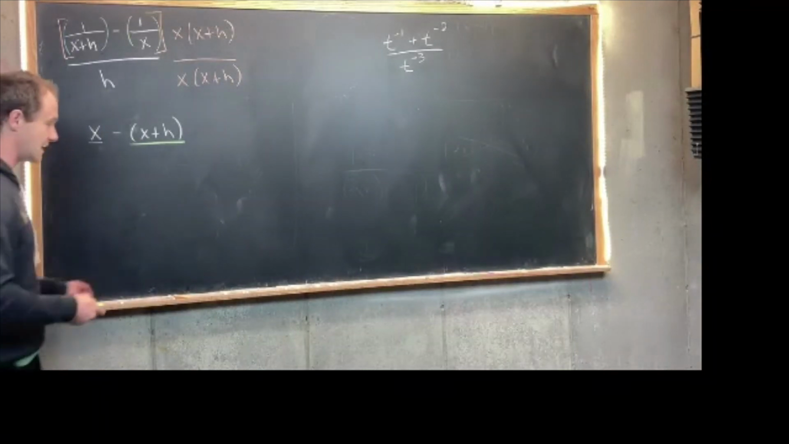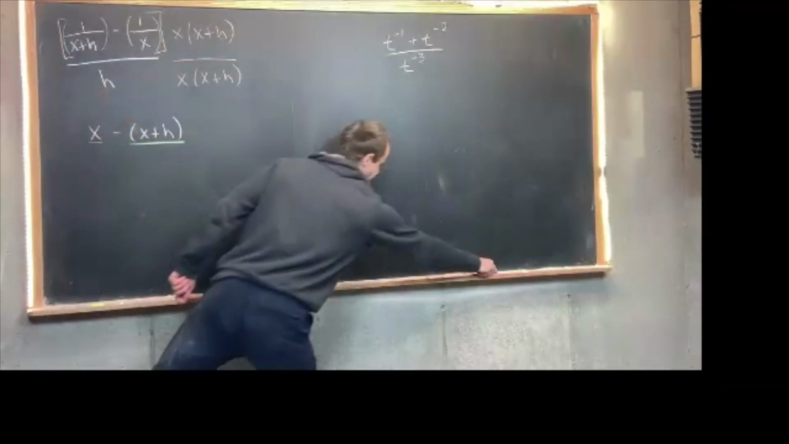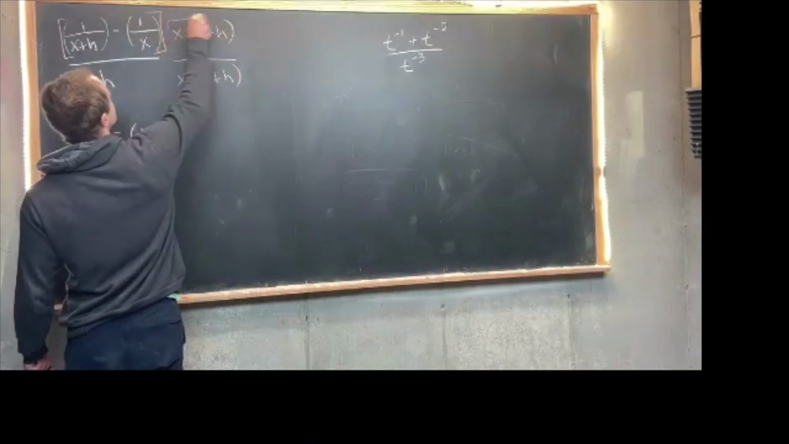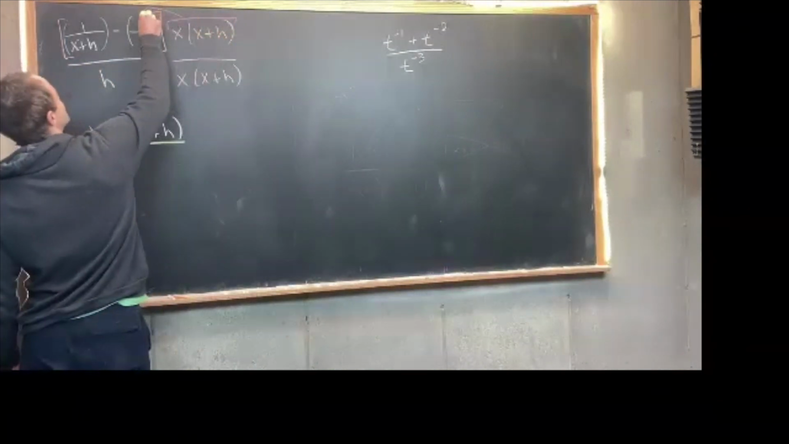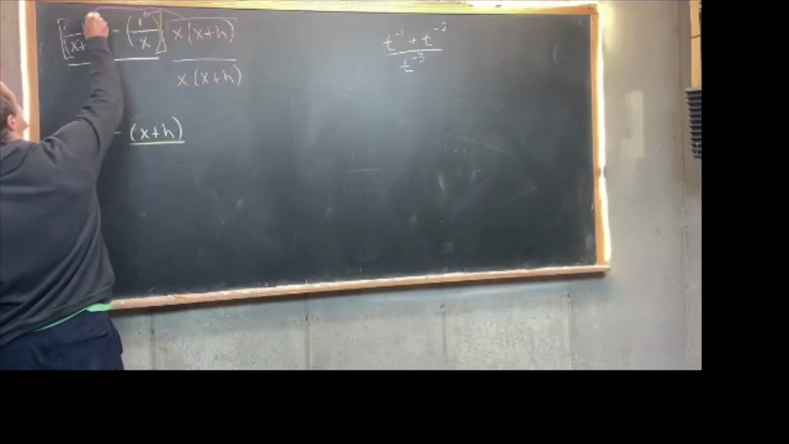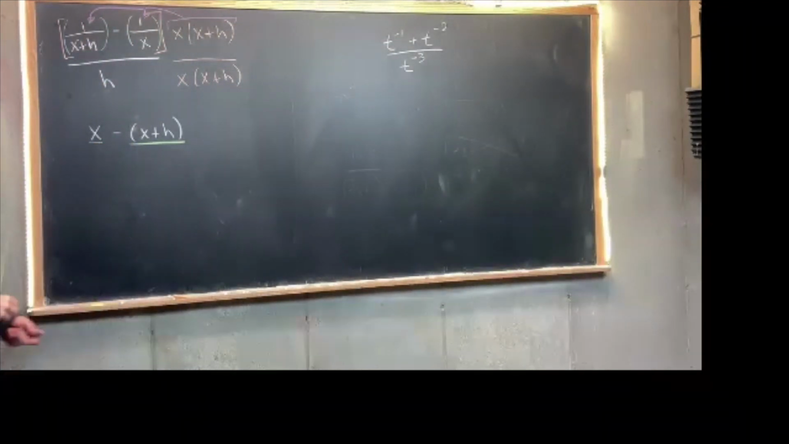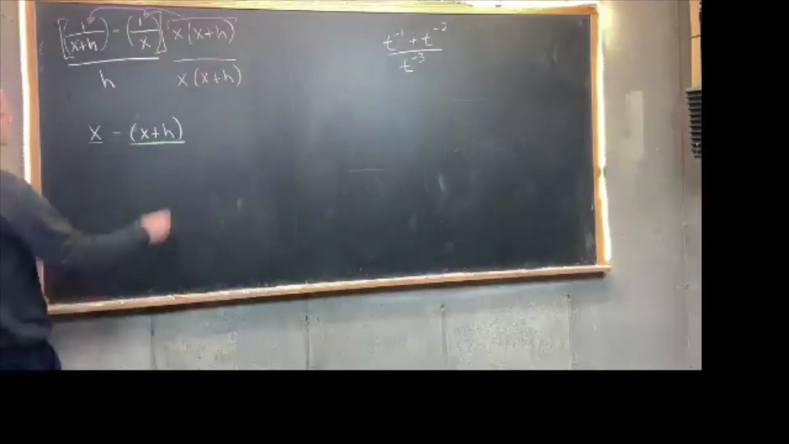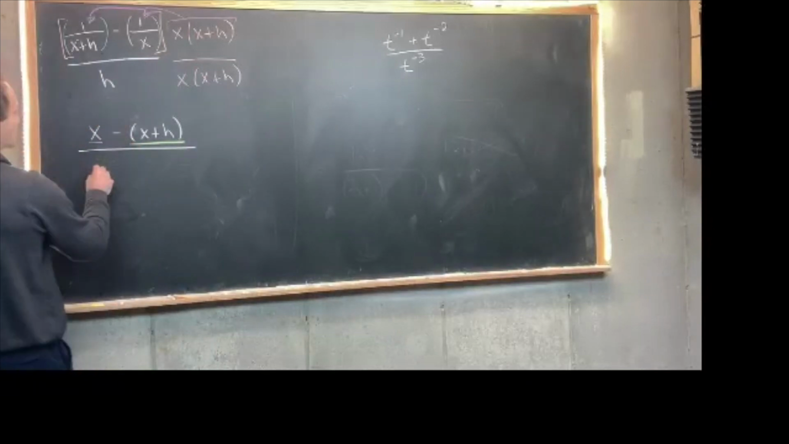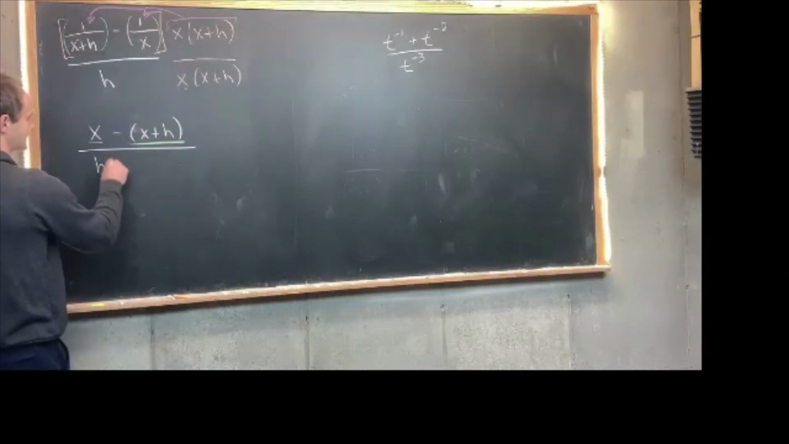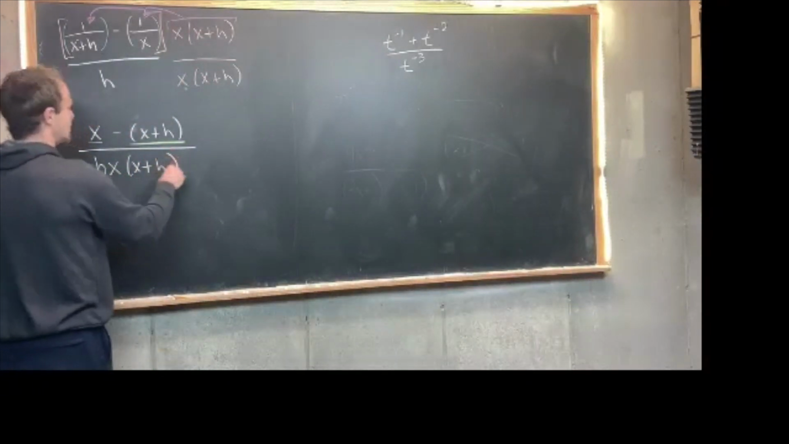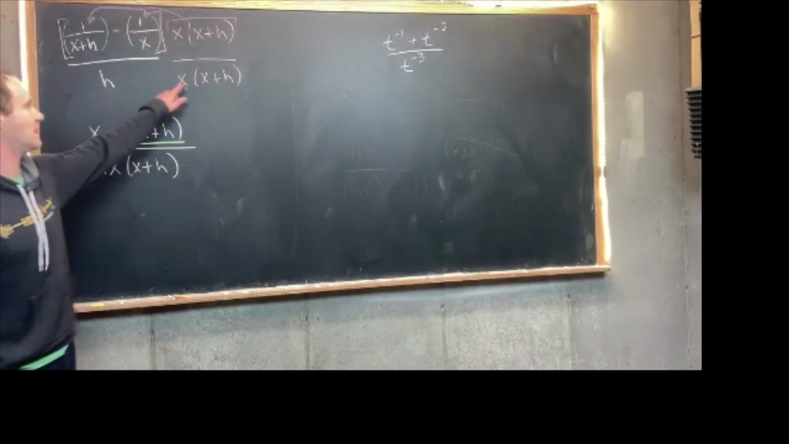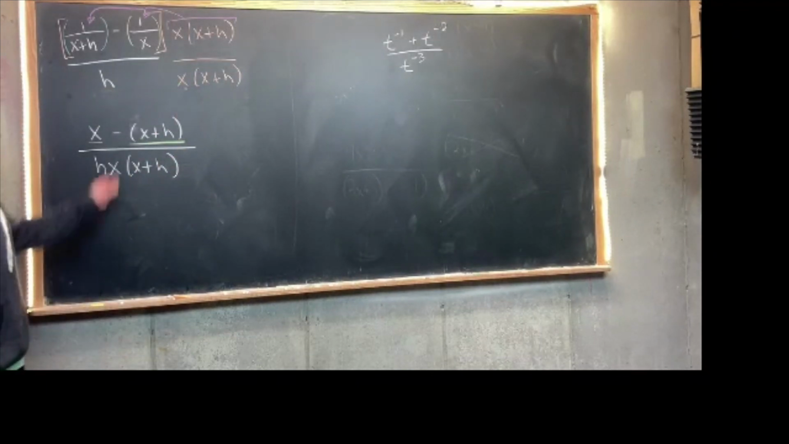So again, to reiterate, that's what we get from taking this x times x plus h and distributing it onto the blue and the green. So I've underlined them like that. Okay. So now that's going to be all over h times x plus h. So the h was already there, and then we introduced the x times the x plus h to undo what we did in the numerator.